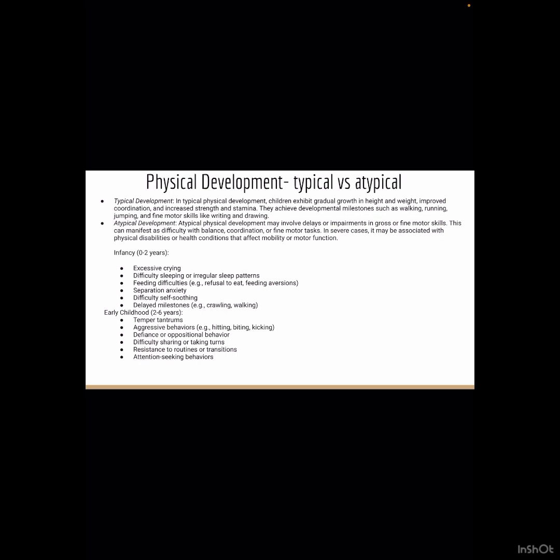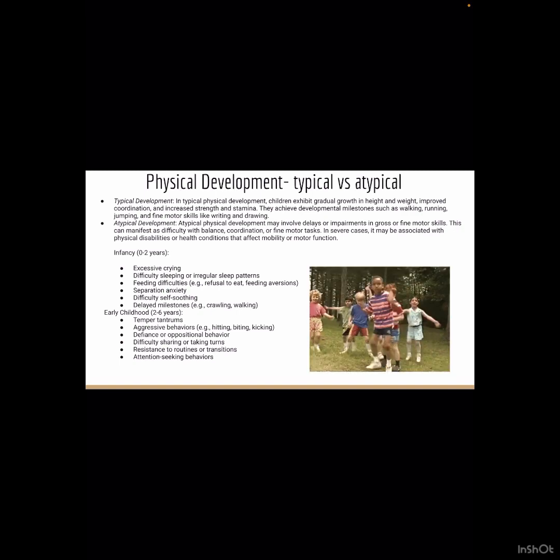So let's get into the physical development. So typical development in a child, right? Physically, you might see the child growing in height and weight. They have improved coordination, strength, and stamina, right? So they achieve their milestones, such as, they go from crawling to walking to running to jumping, right? So that's the normal, typical development of a child.